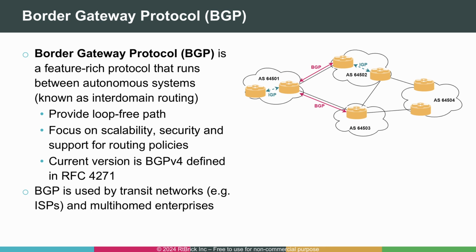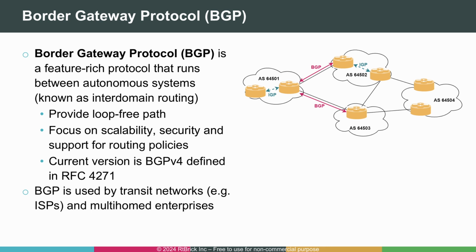BGP is commonly used in transit networks, which allow IP traffic to pass through one autonomous system to reach another. These networks are typically operated by Internet service providers and offer services to downstream customers. Transit networks interconnect either through private peering agreements or via Internet exchanges, which provide a neutral environment for multiple autonomous systems to meet.